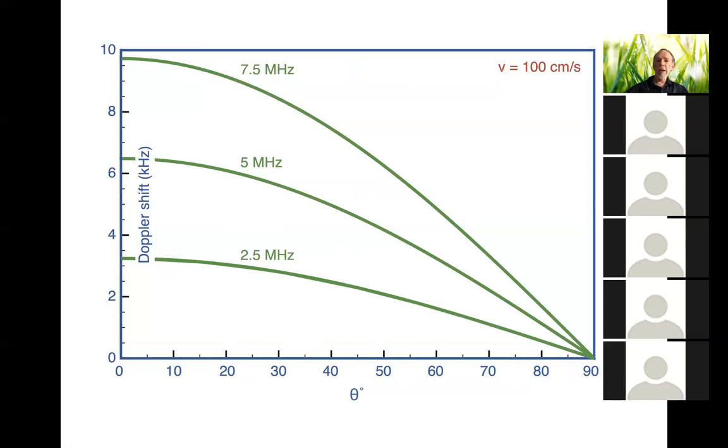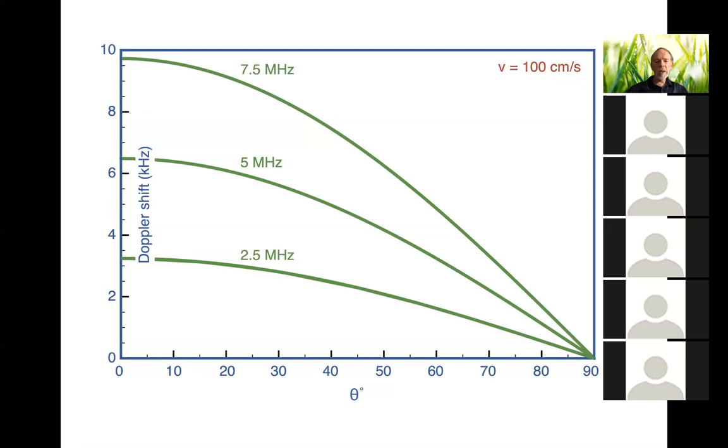Now, this particular graph is for one particular velocity value of 100 centimeters per second, which would be a fairly typical peak value in a large artery. So we can see that the Doppler shift just increases directly in proportion as we change the ultrasound frequency, as the equation predicts. But the variation with angle is really more interesting. When the angle is 0 or close to 0, in other words, when the beam is parallel to flow or nearly parallel to flow, we get the maximum possible Doppler shift.